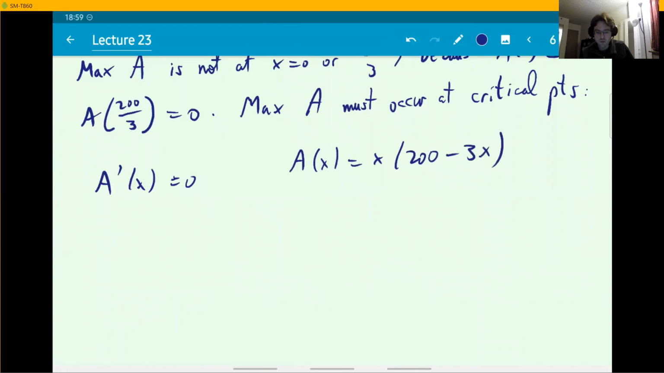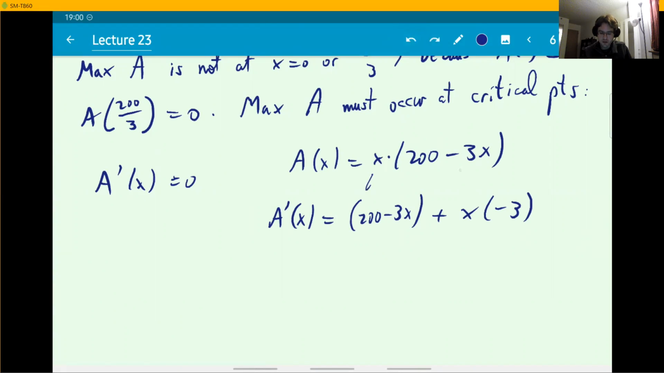Maybe I'm going to use the product rule here, instead of distributing the x, which would be simpler, just to show you that you can also do it this way. This is what the product rule gives you for this particular product. I differentiated the x first, and then I differentiated the 200 minus 3x. And you can see this is 200 minus 3x, so minus 6x. That's the derivative. Set that equal to 0. x is 200 over 6.